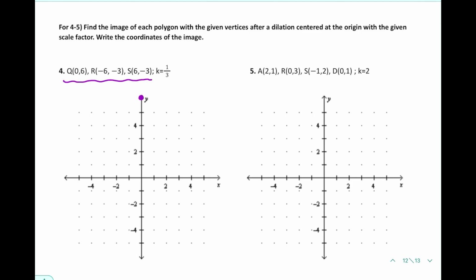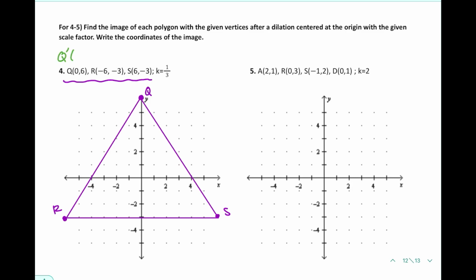So I have 0, 6, and then I have -6, -3. It's kind of tricky because -6 is technically like 1 unit off the graph, but you can still put it on the graph and get a good idea, and then we are going to be reducing it, so it's not going to get any farther off the graph. And then S is at 6, -3, so here. That's just a nice little triangle. And then what we're told to do is we need to dilate that by a scale factor of 1/3. So if you remember, the way that we find the new points on this is we're going to have them be prime.